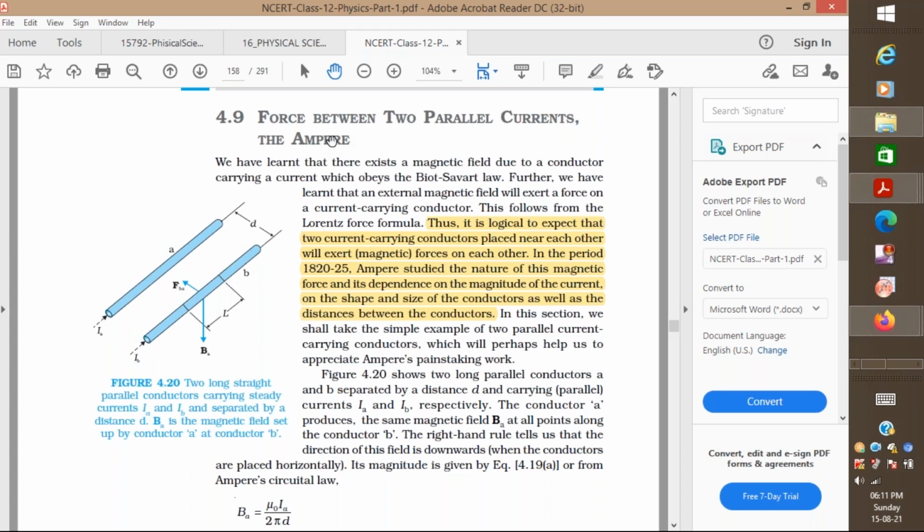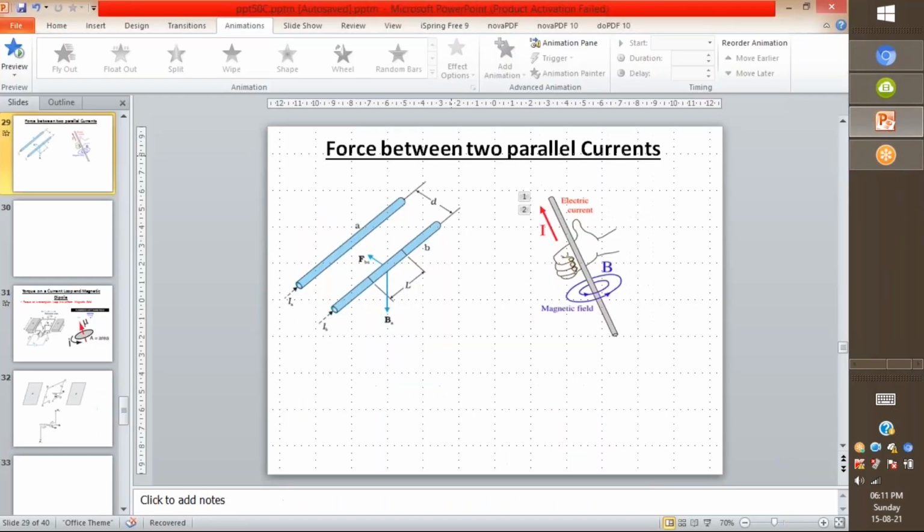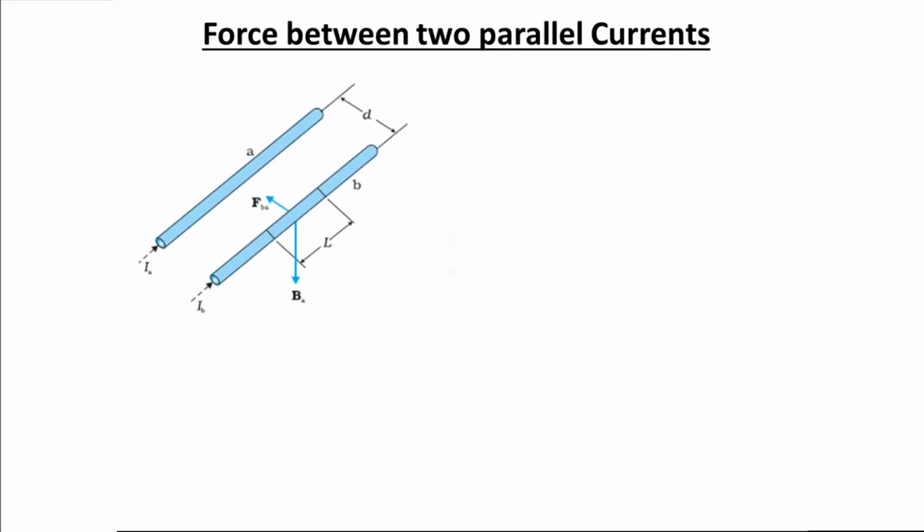The process between two parallel current carrying wires, and then we'll start to learn the definition of the ampere from that particular section. As I was saying, what we have learned in the previous sections is that if we have a current carrying wire, it creates a magnetic field around it.